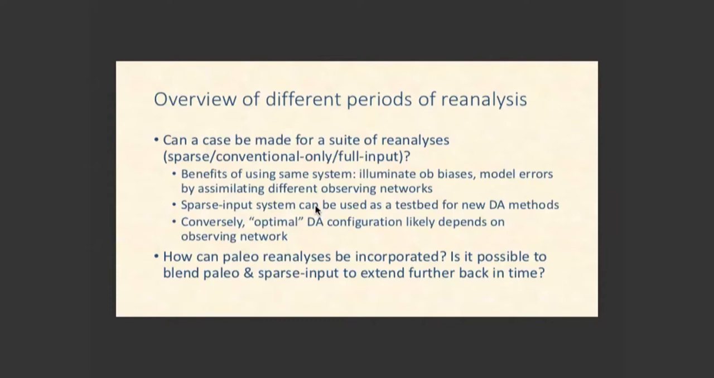Potentially, yeah. I think potentially an approach that Mark was just suggesting, where you take the well-observed period and reduce your system down, or taking a period where we have some overlap between the paleo and the sparse input, and figuring out the uncertainties and potential biases and errors there, and then maybe trying to take that into account and still assimilating as much as possible into the paleo part of things. Yeah. Okay, cool. Thanks.